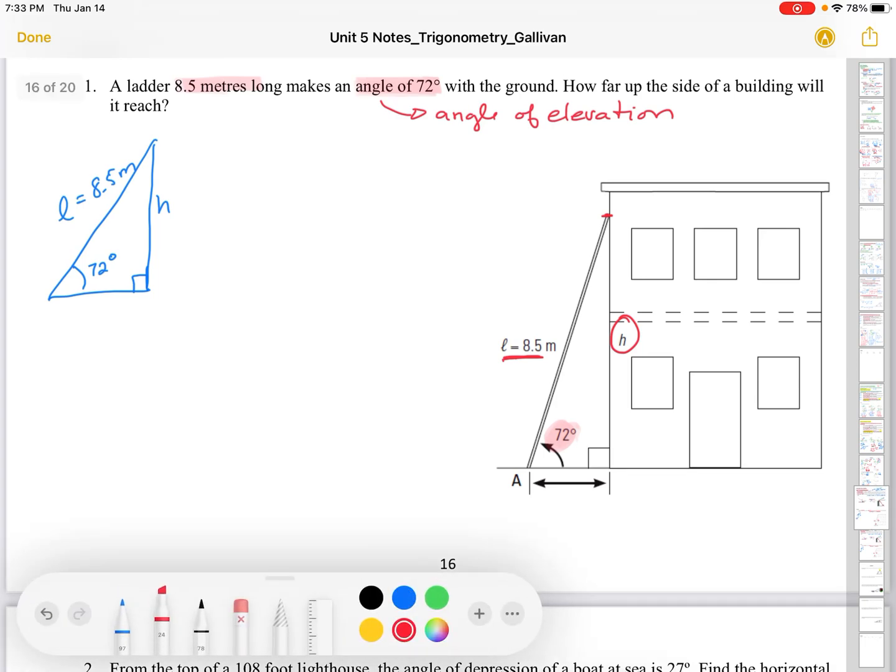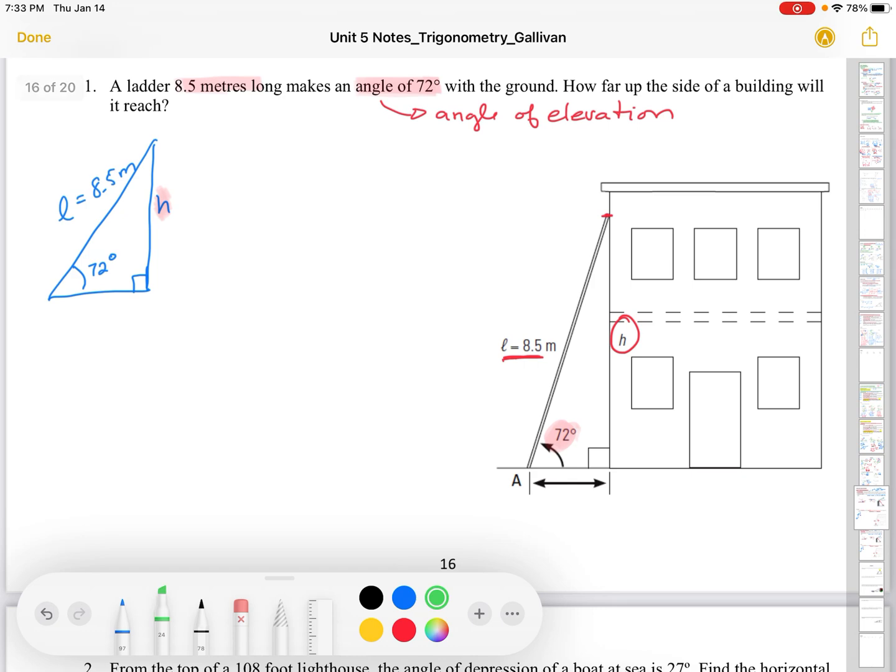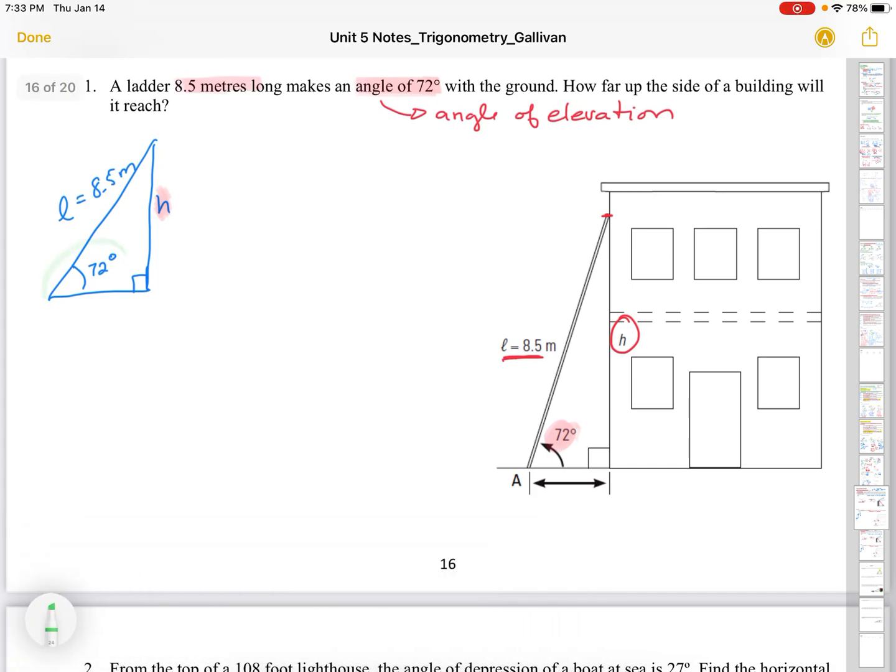Now, what are we looking for? Well, we want to know how high up the building it will reach. So we're looking for H. We know the length of the ladder, and we know that angle of elevation. So now it's just a matter of solving. Now we're looking for a side, and we know an angle and a side. So we're going to have to use our trig ratios.